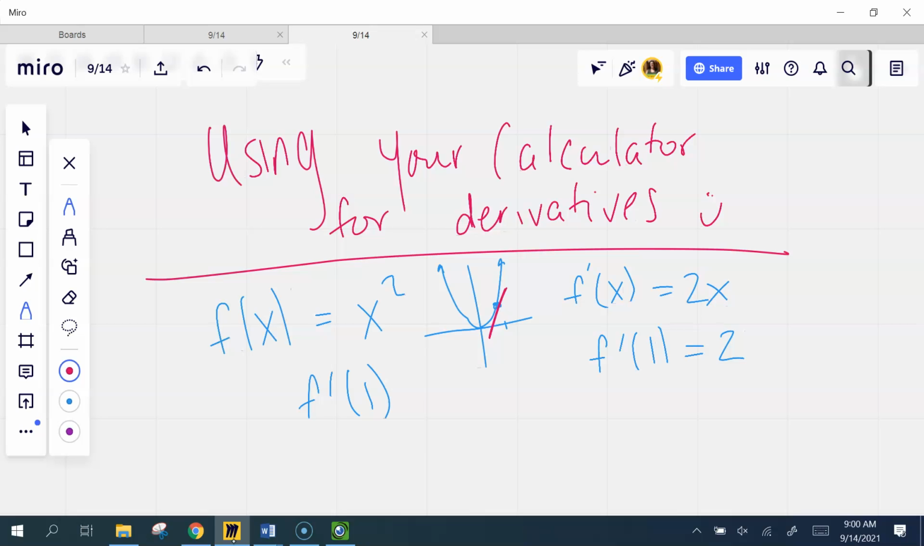But I want to show you how to use your calculator to find these, because sometimes things get messy. And maybe it's a calculator question that you're asked to find the derivative at a point and you don't remember how to do it. You can use your calculator to do it if it's a calculator problem.